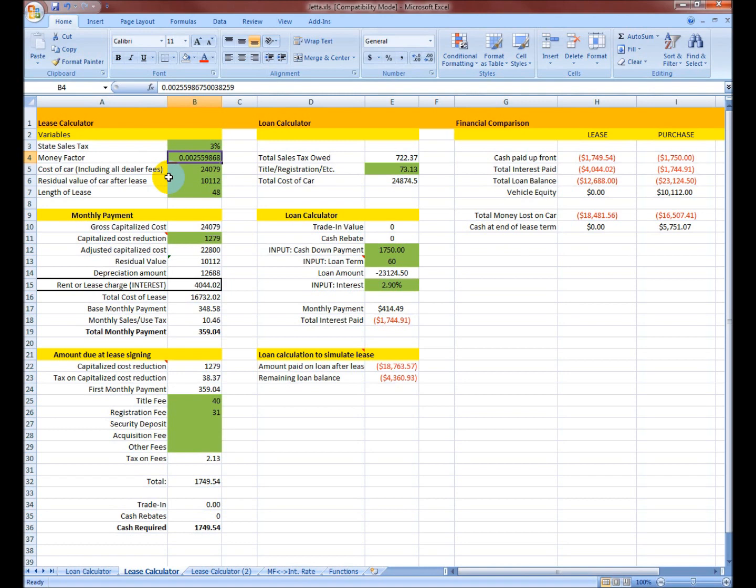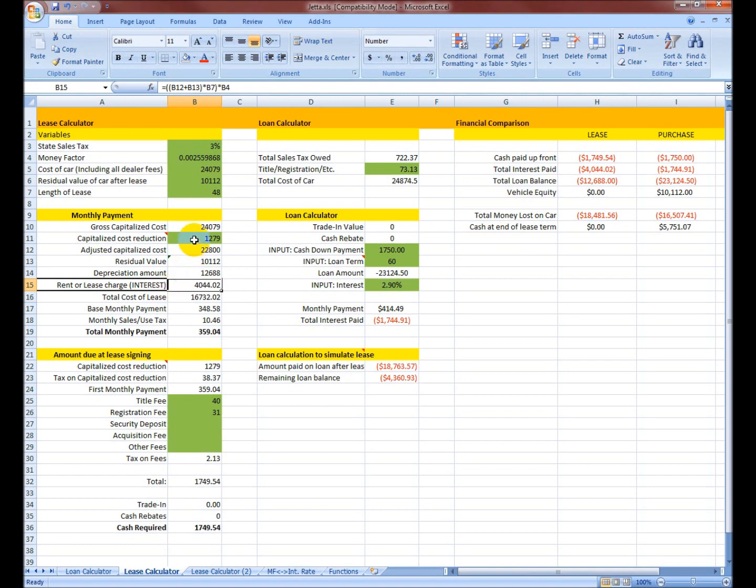The first thing that I want to highlight is the lease charge for when you lease a car. This is basically the interest you're paying on the depreciation amount, which in essence is a loan. The depreciation amount is your capitalized cost minus your residual value. So this is the amount of money you're expected to pay over the term of the lease, and then they charge interest on that, and this is the total amount you pay. One thing I think is very interesting is this lease charge and how it's calculated.